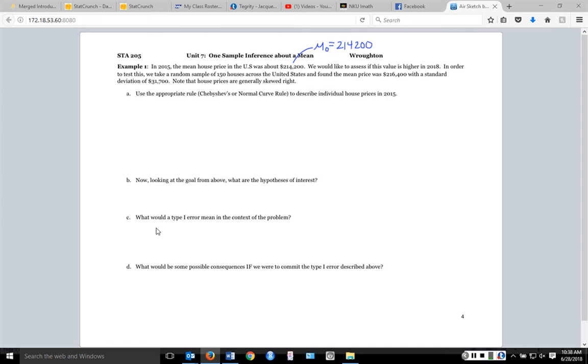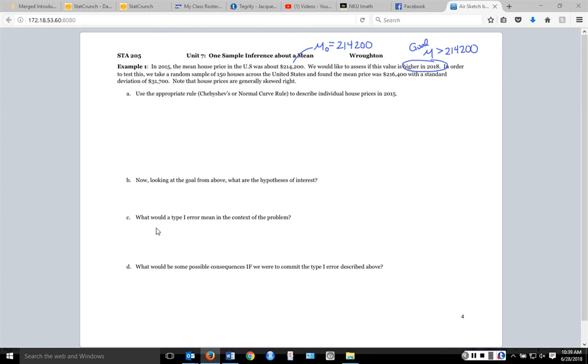We would like to assess if this value is higher in 2017. Higher in 2018. So if I think about my goal, I want to see if mu is greater than $214,200.